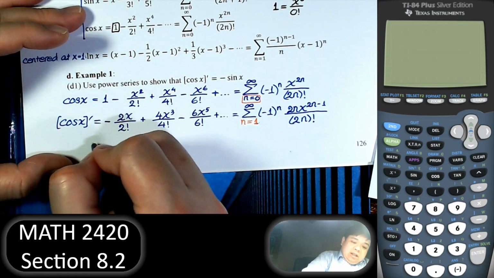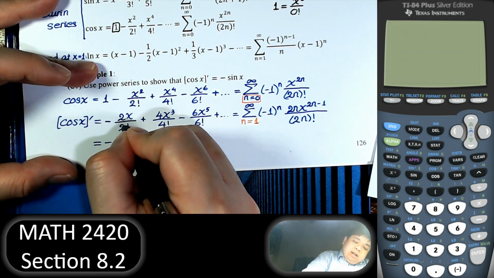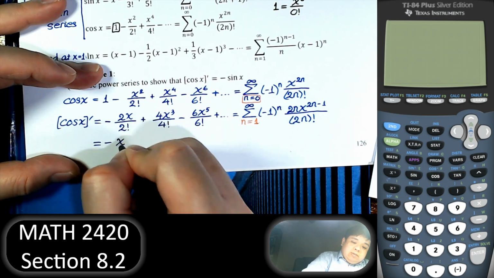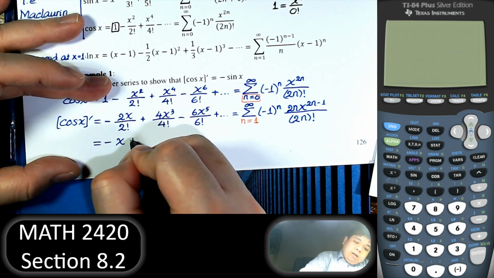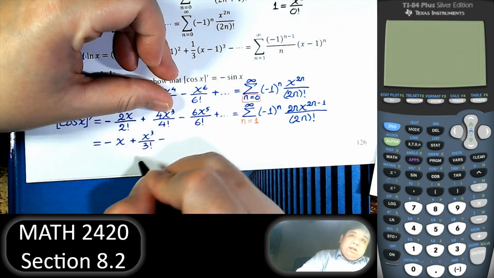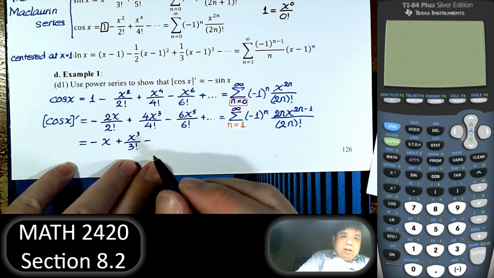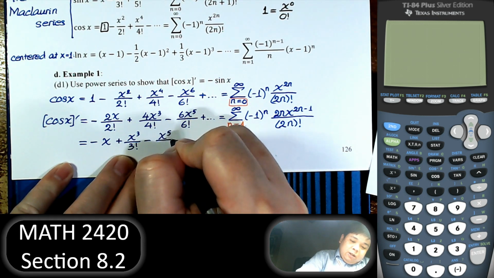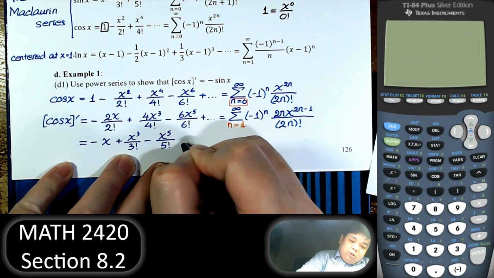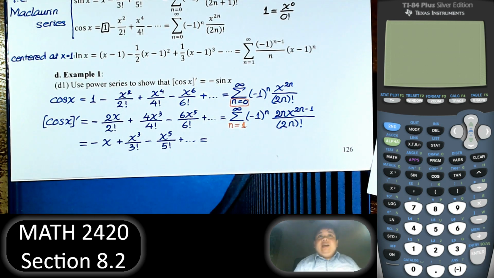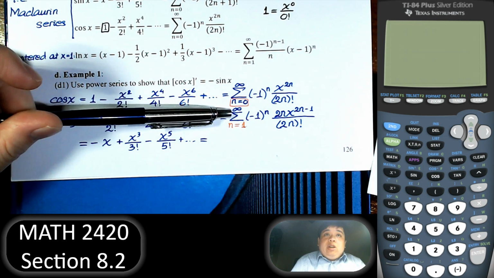So same thing here, this gives us negative, this is 2 and 2 cancel out, so just minus x plus x cubed over 3 factorial. 4 and 4 factorial cancel out, 6 and 6 factorial cancel out. We have x to the 5th over 5 factorial plus. Now, the index here does change to 1.